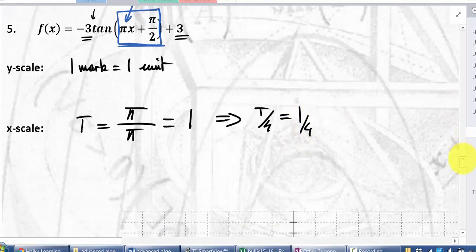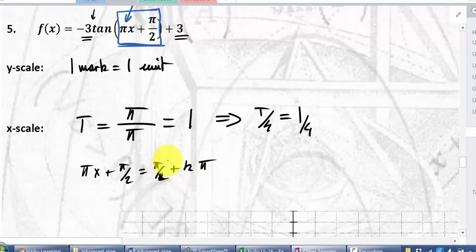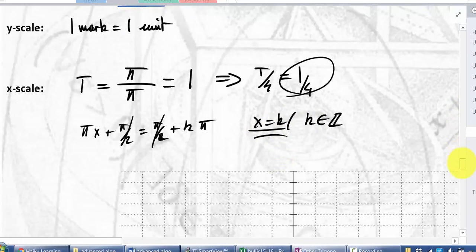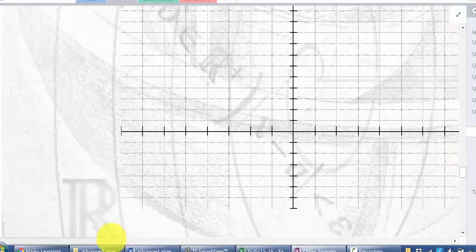Let's look at the position of the vertical asymptotes. The vertical asymptotes happen when pi x plus pi over 2 is equal to pi over 2 plus k pi, right? For tan and secant it is pi over 2 plus k pi. So these two cancel, and then you divide by pi, so you have x equals k with k in Z. Okay, so if I choose 1/4 for my scale, I'll be able to represent all my vertical asymptotes very nicely. So let's do that. All right, so 1/4.